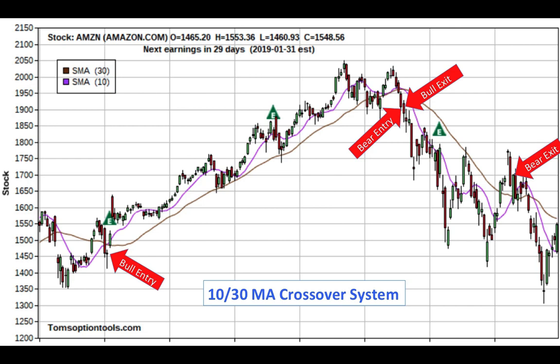So that's the 10/30 cross. It is more accurate than the 5/200. It isn't always going to give you great results, but really it's about catching the long runs.